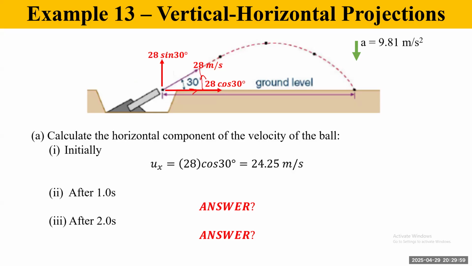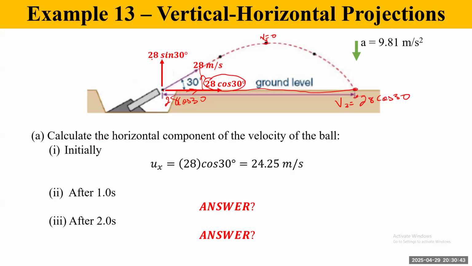This component here, which is 28 cos 30, will not change through the entire frame of the problem. From here down to the end, it will remain the same. It starts up here at 28 cos 30, and it will end up down here at 28 cos 30. However, the vertical component will change. It is actually 0 right here when it reaches the top, so Vy is 0. But Vx remains the same throughout its motion. That's one of the things that is critical.